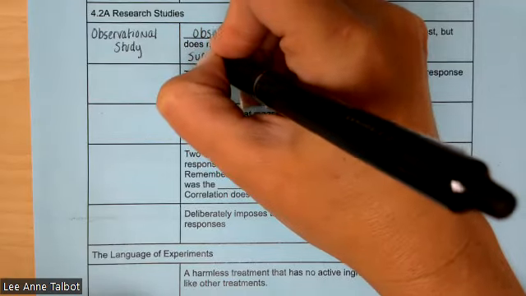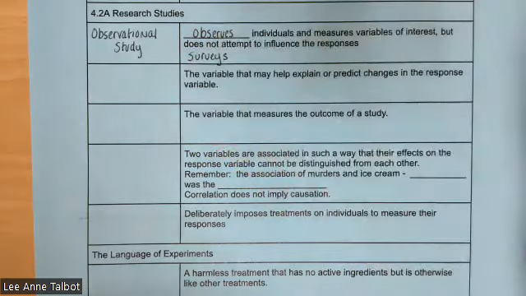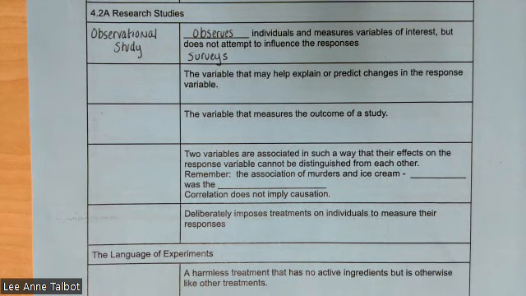All surveys are observational studies because you're just asking opinion or asking for something specific in a survey, but you're not actually trying to, unless you've biased your questions, trying to sway their answer one way or the other.